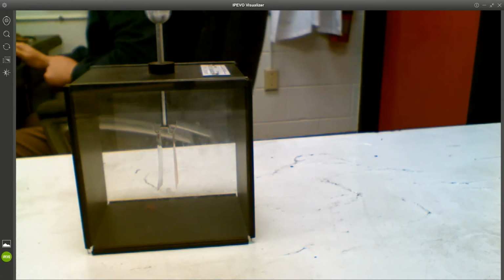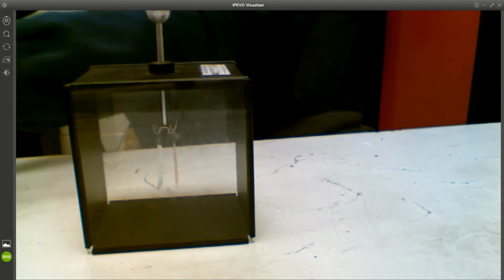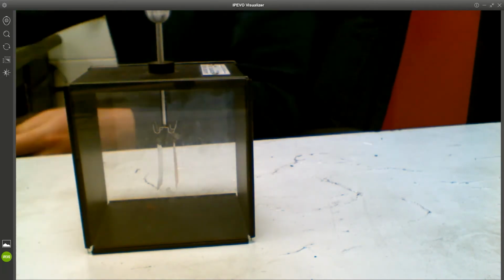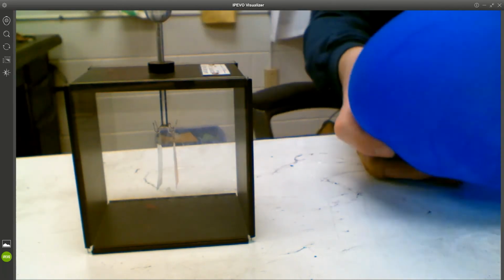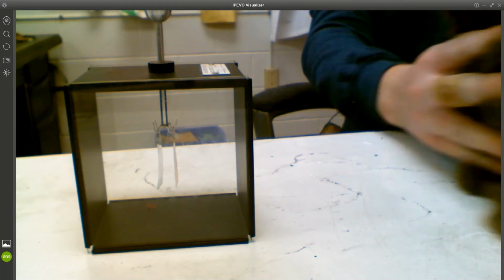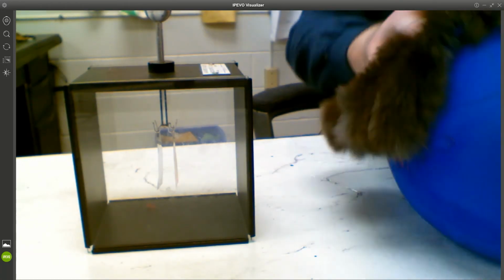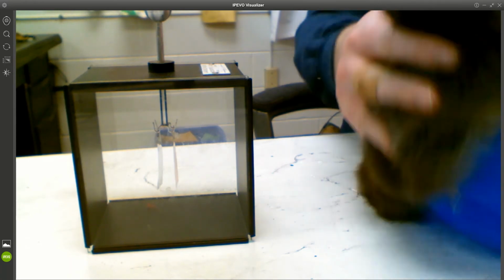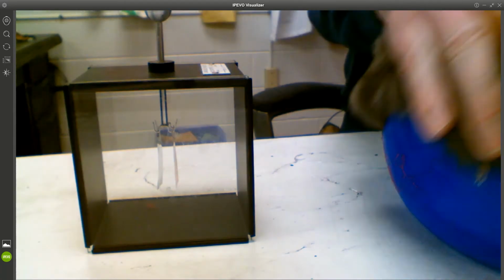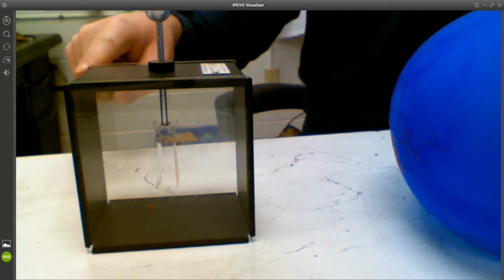So I can show you this charge separation. This charge separation is just when I take an object like my balloon here, and I can take some rabbit fur, trying to get on screen, there we go, and just rub the rabbit fur onto the balloon.